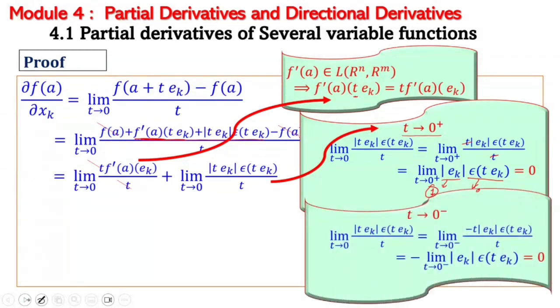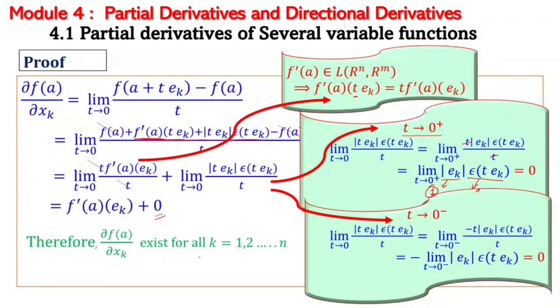Now next, we have the case when t tends to 0 from the minus side. So the absolute value of t will be minus t. So this t and t cancel out, and we will have a minus, and then with the same logic as previous, this will be 0. Therefore, overall, the limit is 0. And we'll have the partial derivative is f dash a e k, which is part a. Therefore, the partial derivative exists for all k equal to 1 to n.